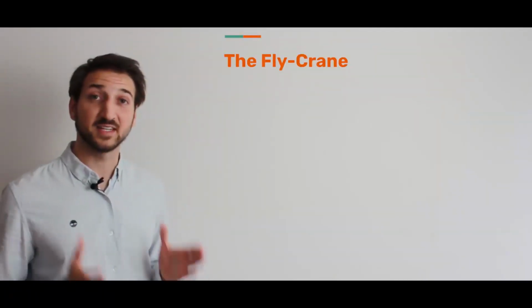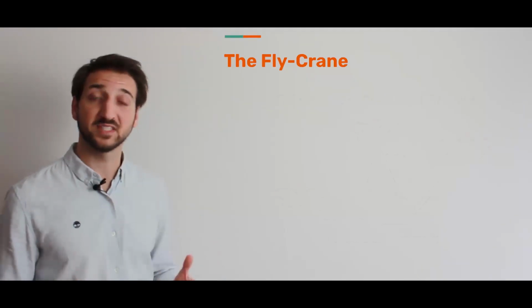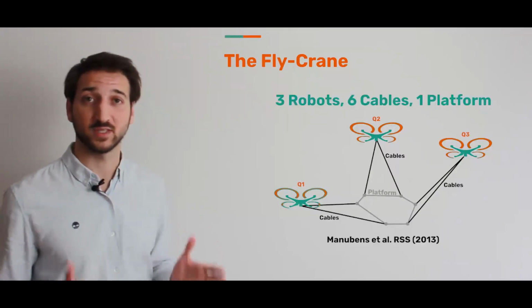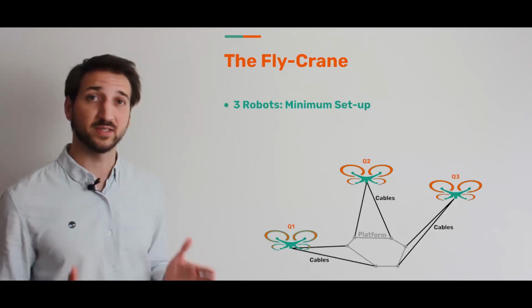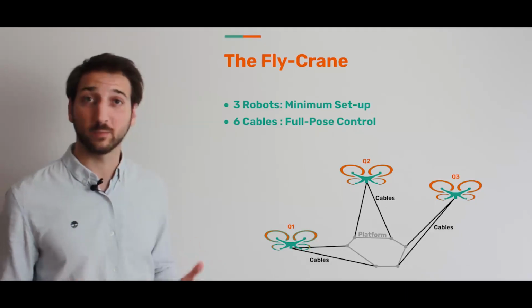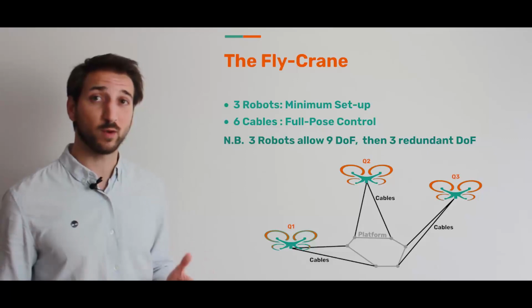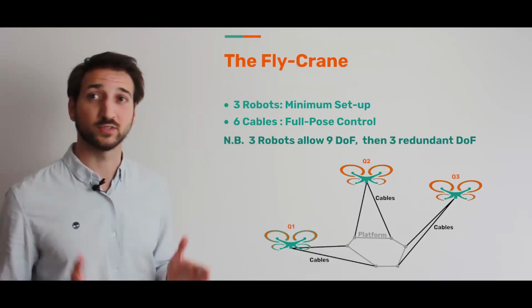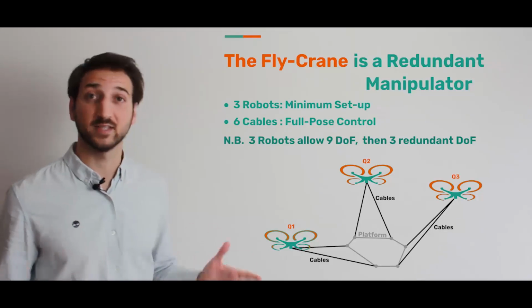Motivated by this analysis, let me introduce to you our solution, the fly crane. Firstly proposed by Manubens, it is made up of 3 robots, 6 cables and 1 platform. Doing so, we choose 3 robots, that is the minimum setup in terms of the number of robots, and we can fully control the load as a result of opting for 6 cables. Please notice that the choice of using 3 robots allows 9 degrees of freedom, so that 3 are redundant, and for this reason the fly crane is a redundant manipulator.